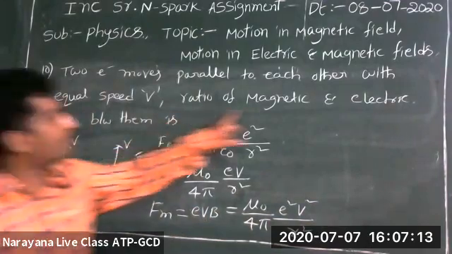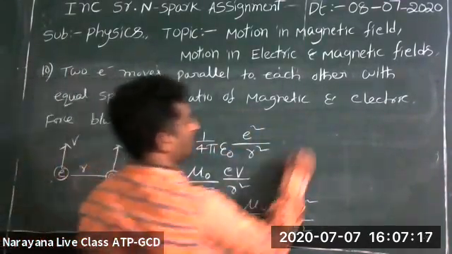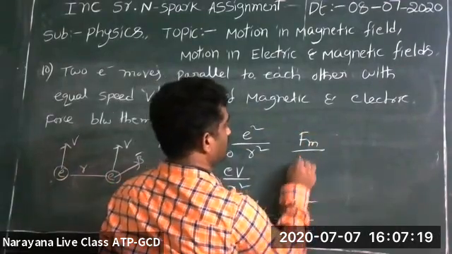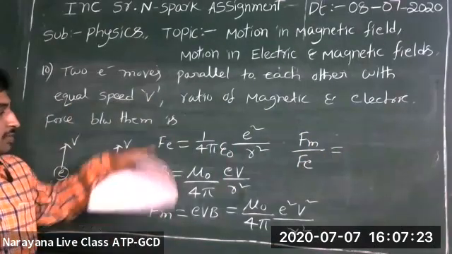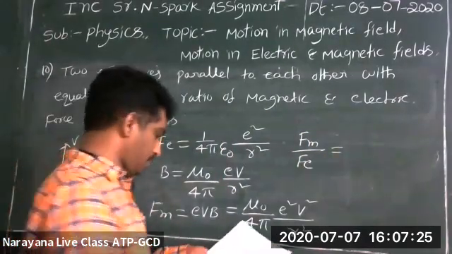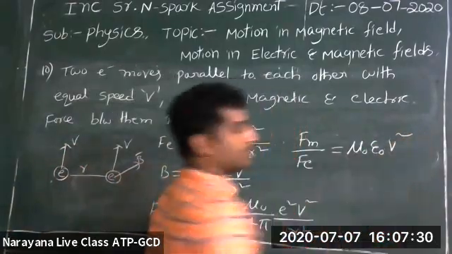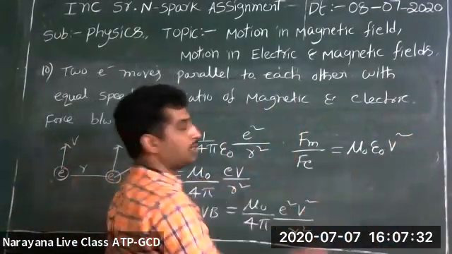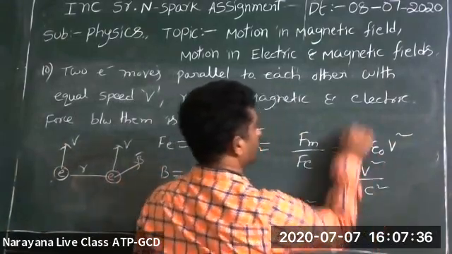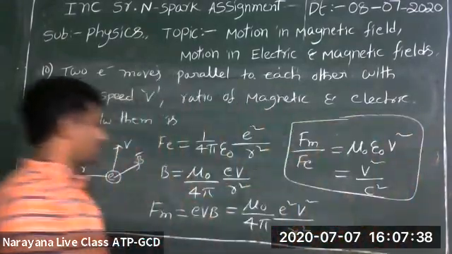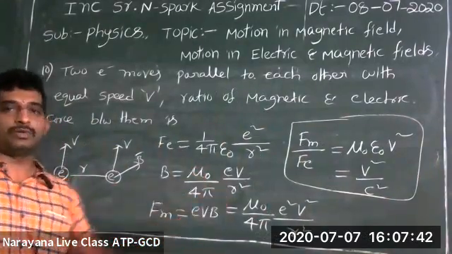Now he asked about magnetic and electric force ratio. So Fm/Fe is equal to, simply, mu0 into V square. But mu0 is 1/c square. So 1/c square. Here we simply applied Fleming left hand rule. Here B is only directly formula. Okay.